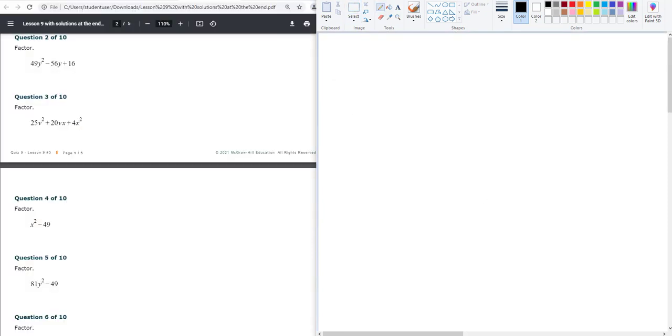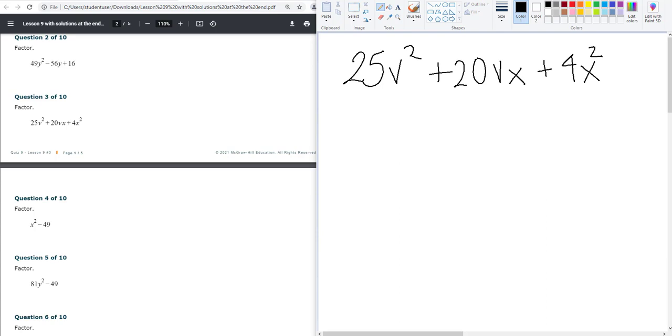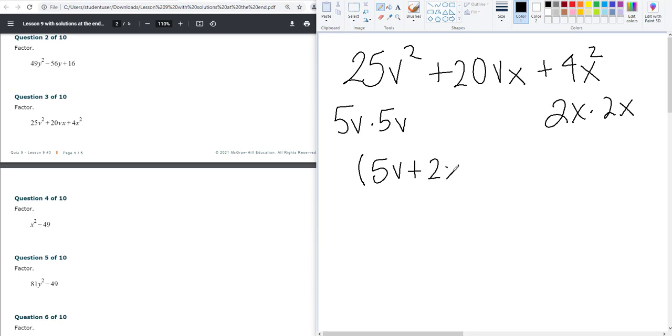So number 3, 25v squared plus 20vx plus 4x squared. Now it looks to me like I have a perfect square here, 5v times 5v, and a perfect square here, 2x times 2x, and all pluses, so I'm going to try 5v plus 2x times 5v plus 2x.